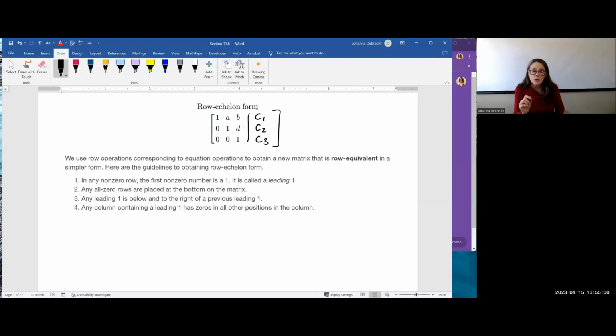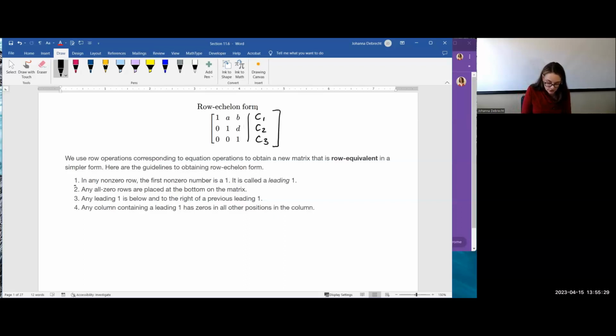Row echelon form for the coefficient matrix side, and that's on the left side of that long vertical bar, has a couple of rules. Now there's something called row echelon, which is this, and then reduced row echelon. Now the book didn't get into reduced row echelon, but we are going to cover it because Gauss-Jordan is actually more commonly used than Gaussian elimination. So what are the rules?